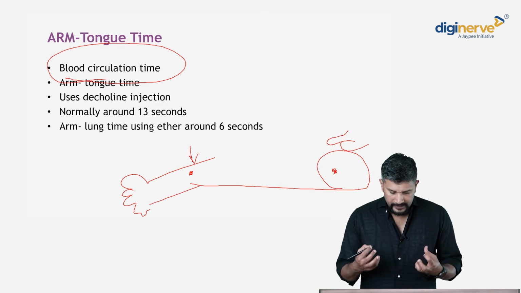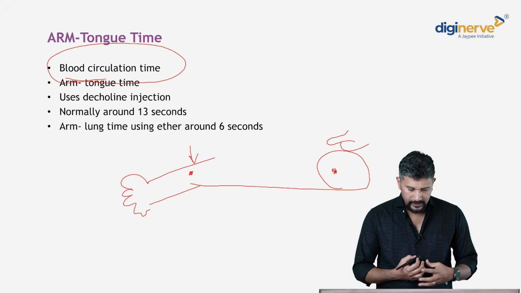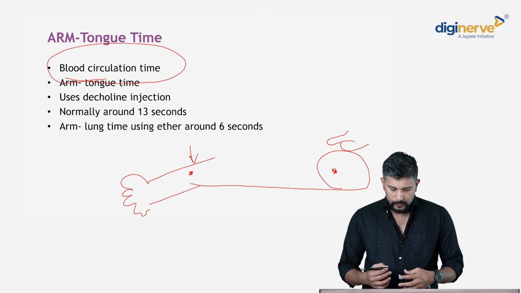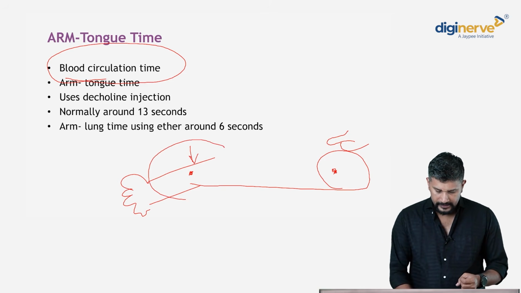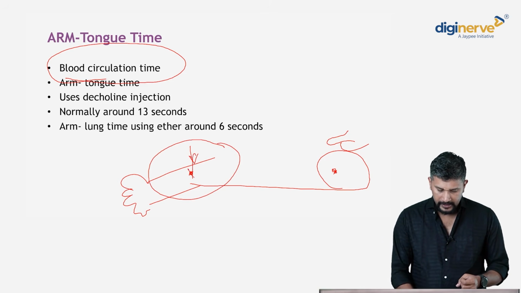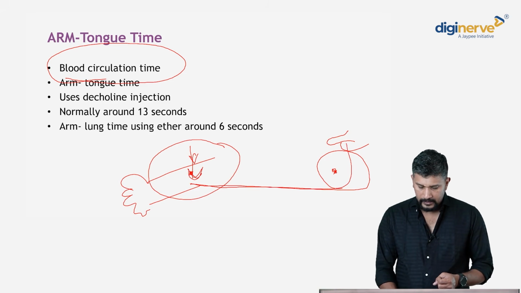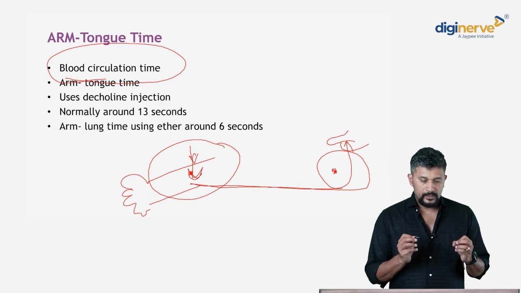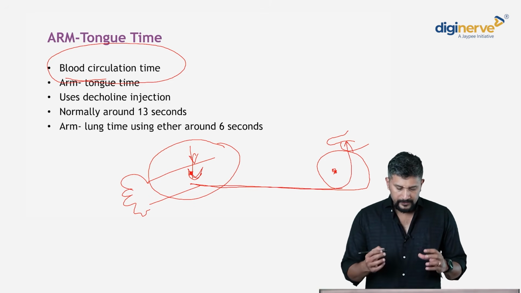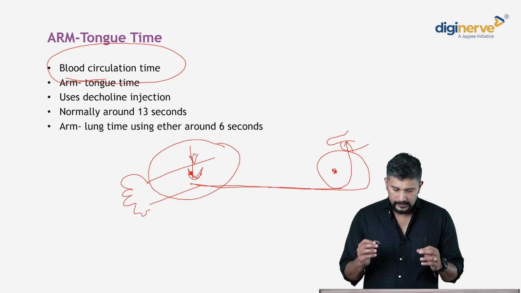So it basically measures the linear velocity of blood, and for this you need to inject 2% decholin. Around 5 ml of 2% decholin is injected into the antecubital vein, and the time taken for it to reach the tongue and give a bitter taste is what is taken as the arm to tongue time. This is usually between 8 to 16 seconds and an average of around 13 seconds.